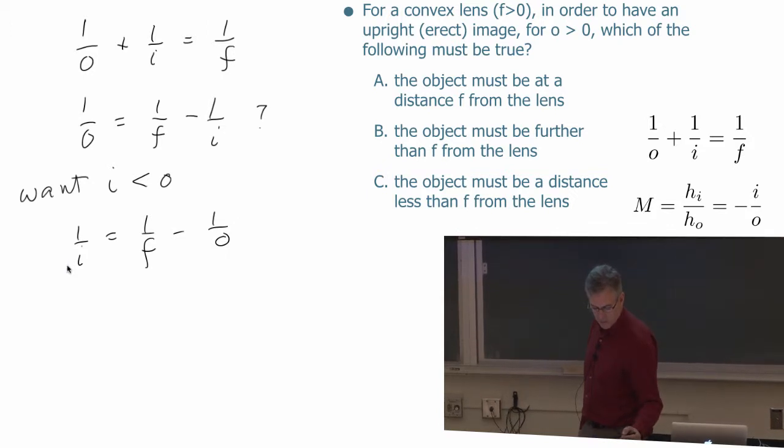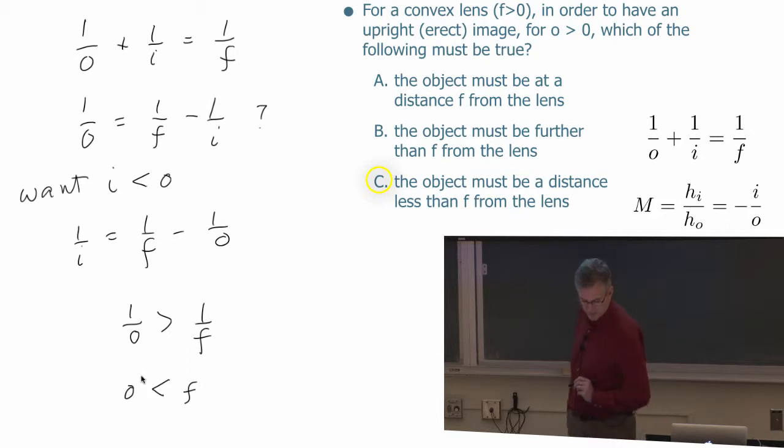Then we ask for I to be less than 0, this whole left side has to be less than 0, which means that 1 over O is greater than 1 over F, right? That'll do it. And so what does that mean about O and F? O is greater than or less than F? Less than, right? The smaller O is, the bigger this 1 over O is. F is fixed. So we need O less than F.